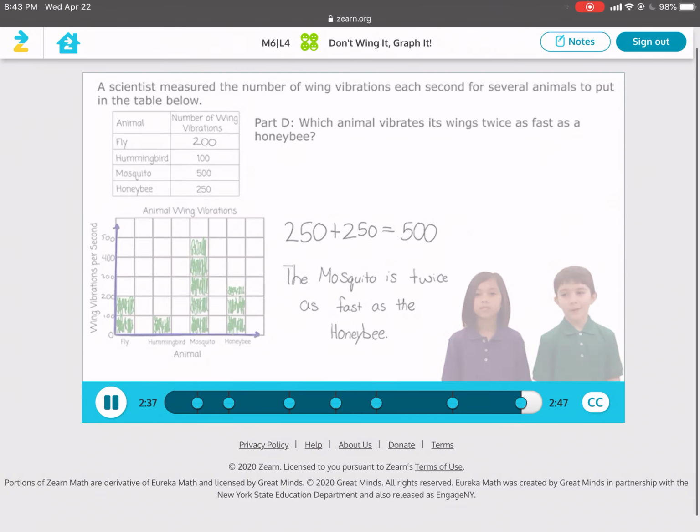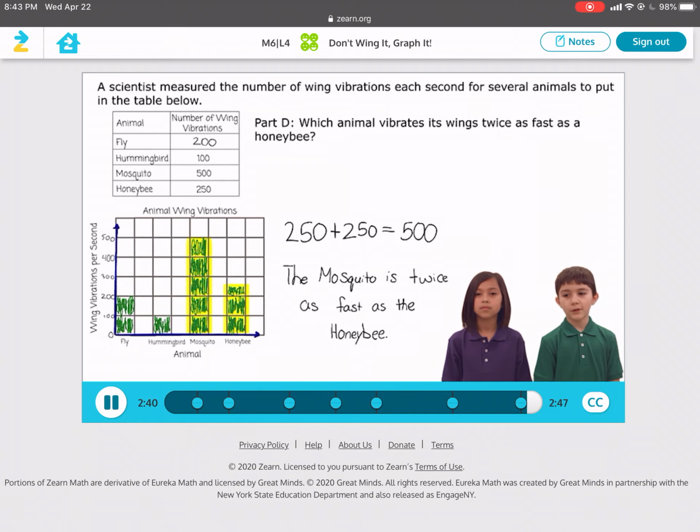All right, and we had the same answer. It makes sense because the mosquito's bar looks twice as big as the honeybee's bar.